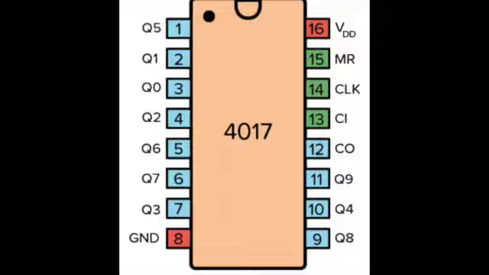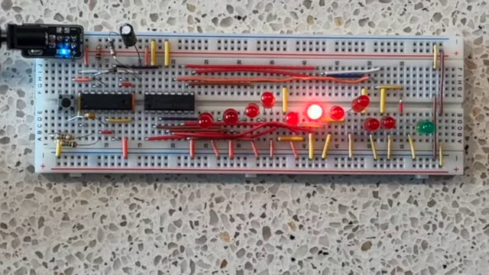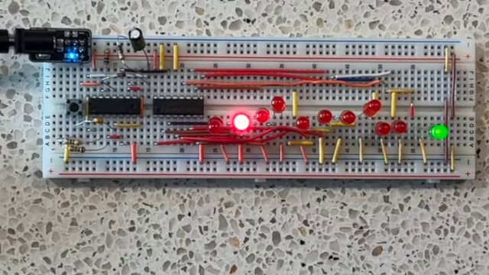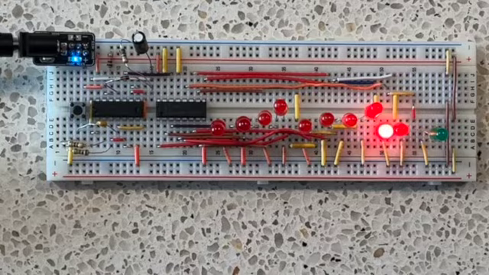Pin 12 divides the clock signal by 10. This could be added to another 4017 chip through pin 14 clock input to count the tens place. To divide by 10, pin 12 is high for counts 0 to 4 and low for 5 to 9.